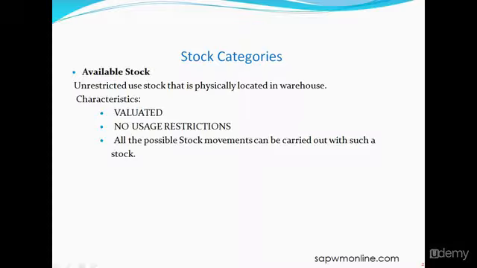So what is available stock? The available stock is the unrestricted use stock that is physically located in the warehouse. This stock is available for picking. This is valuated. There are no usage restrictions. All the possible stock movements can be carried out with such a stock. So this is available stock.